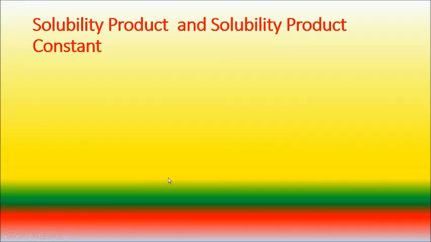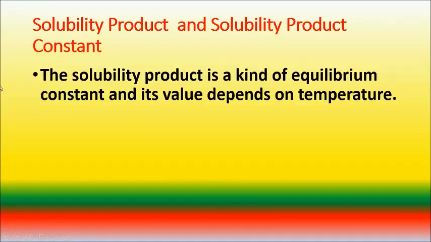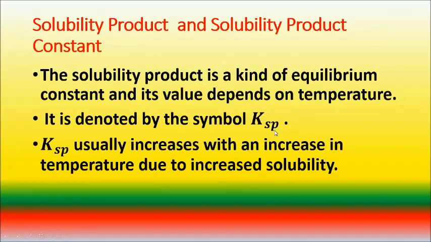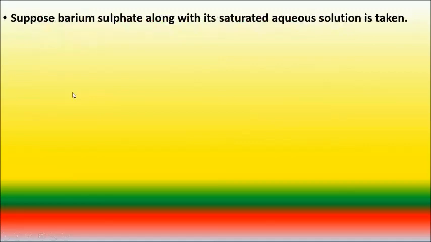Next we have to see the solubility product and the solubility product constant. It is a kind of equilibrium constant and its value depends on the temperature. It is also denoted by KSP. SP represents solubility product, and it usually increases with an increase in the temperature, which is due to the increased solubility. Now let us take an example of barium sulfate along with its saturated aqueous solution.